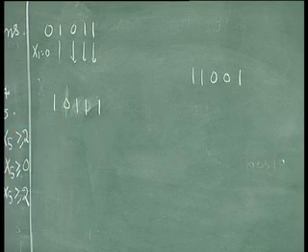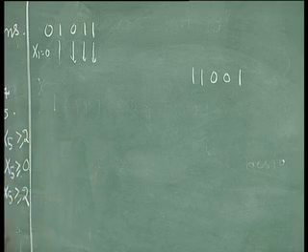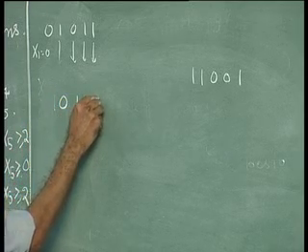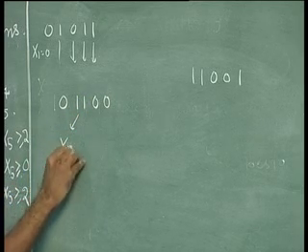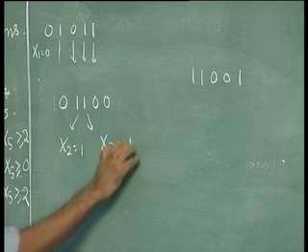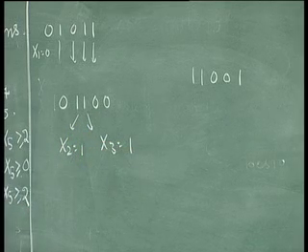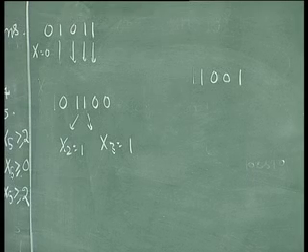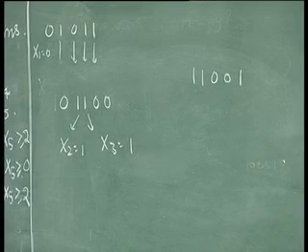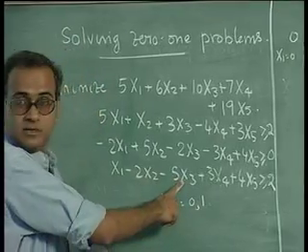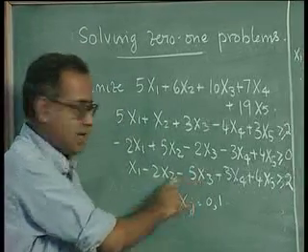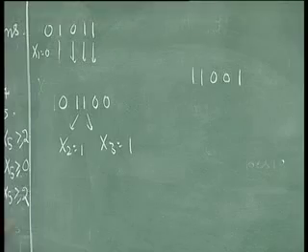Let us look at some other case. For example, suppose we have a solution 0 1 1 0 0. This represents x2 equal to 1 and x3 equal to 1. Now, when you have x2 equal to 1, x3 equal to 1, you realize that this constraint is violated, because there is a minus 7 here, and that is all you have. So, this is clearly infeasible.